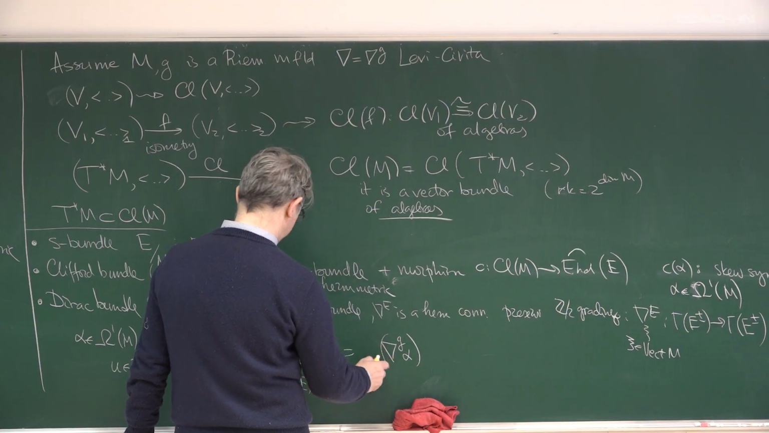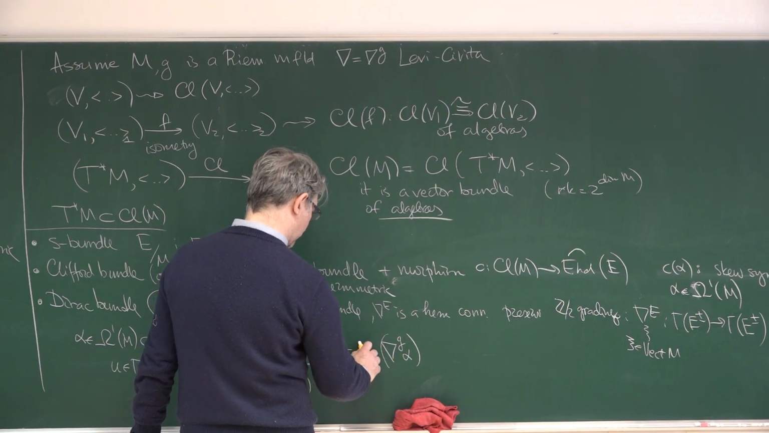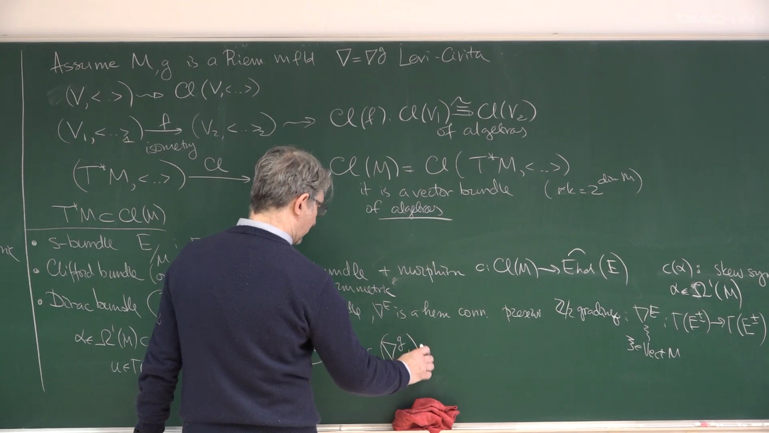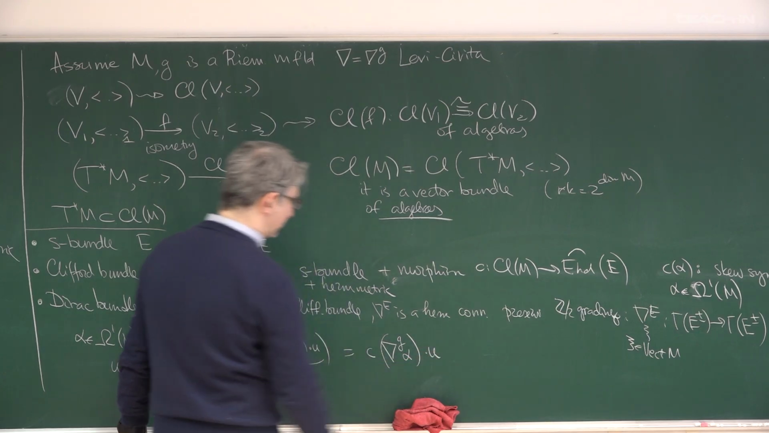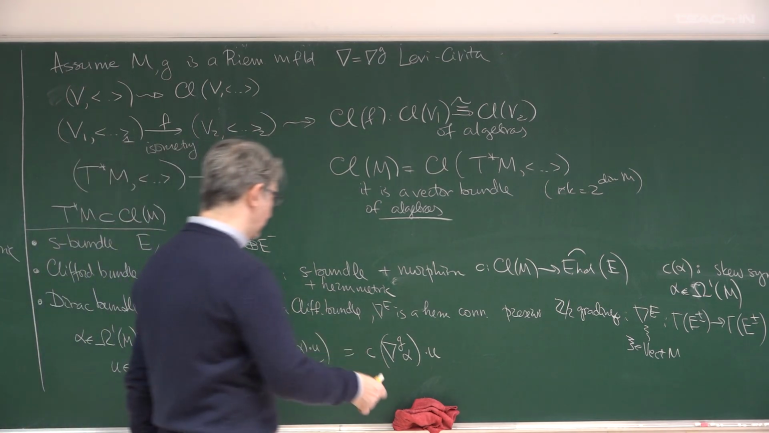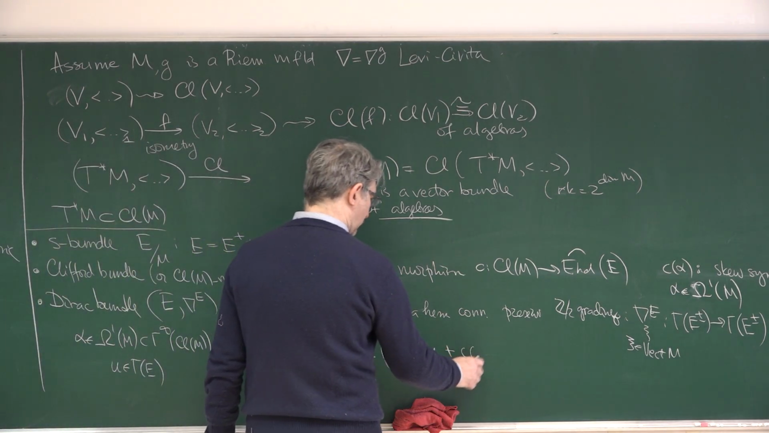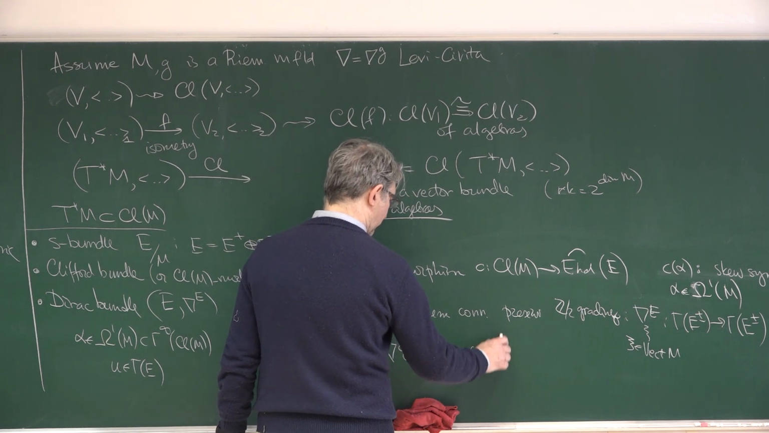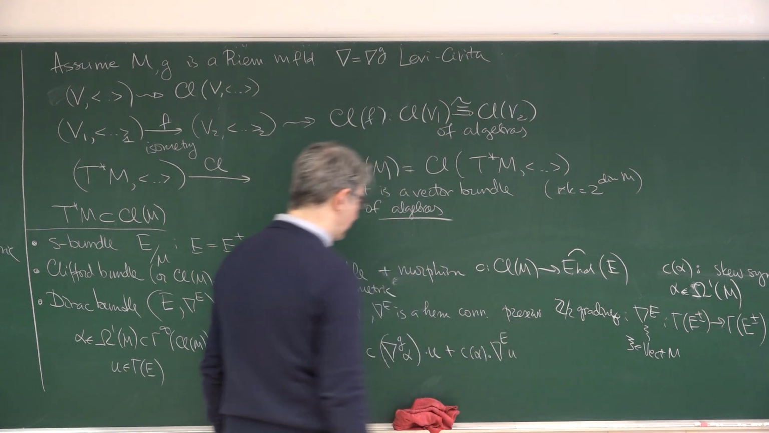It is, now we write here C, and this thing is applied to the section U. Are we happy with this formula? Not yet, because there should be another summand. Okay, which one? Very simple. C of alpha acts on nabla E applied to U.